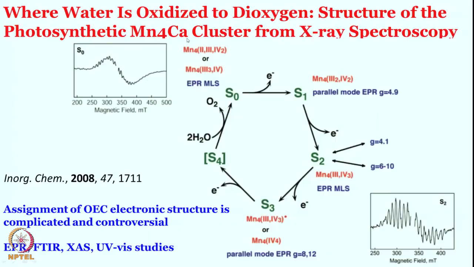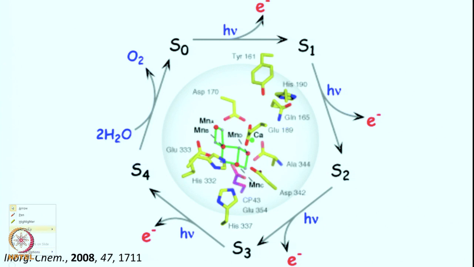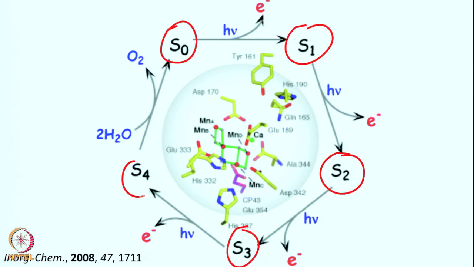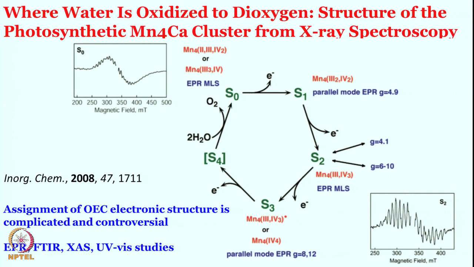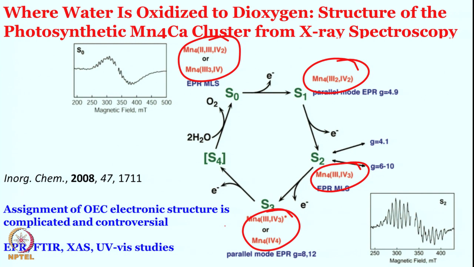So, we have seen S0, S1, S2, S3 and S4 oxidation states. In each of the steps oxidation is happening, and in the final step oxygen bond formation is taking place. You have seen the oxidation state dilemma between these two. These species are still debatable. This is quite fixed, this is quite fixed, this is still debatable, and finally this is the fully oxidized form.